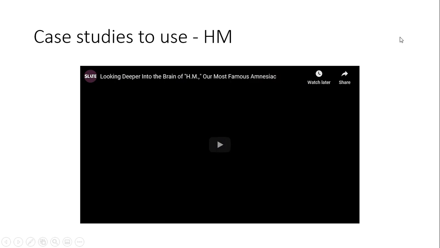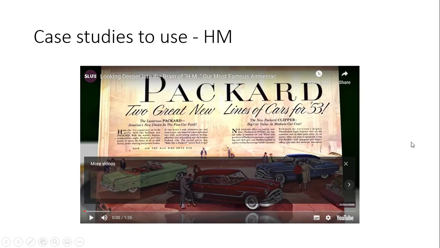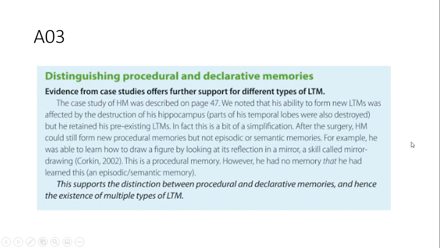Again, we can use Henry, we can use HM, and the video and the PowerPoint will link to Henry. And then we could say that, however, Henry can be used to support the idea that there's different kinds of long-term memory, supporting the distinction between procedural memories and declarative memory, so implicit and declarative memory. So Henry provides good support for the idea that there are different types of long-term memory. So this bit here is just from your textbook. You can go and make notes on that. It's in your booklet as well.